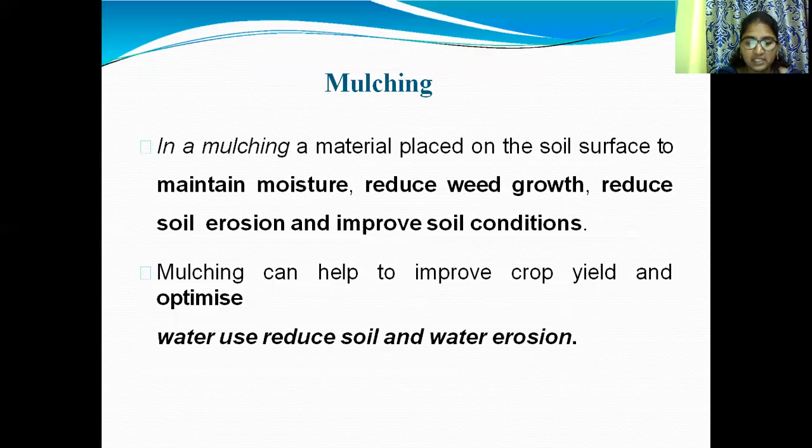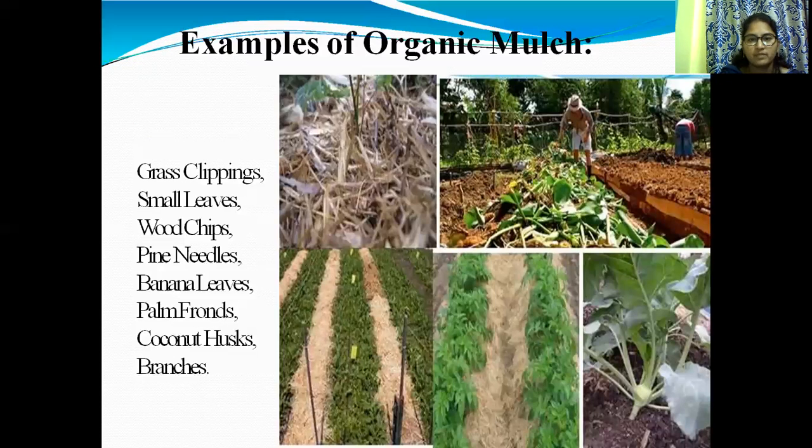And mulching. There are different types of mulching, as shown in the figure. Examples are grass clippings, small leaves, wood chips and pine needles, banana leaves, palm fronds, coconut husk, and branches. These are the different types of mulching.